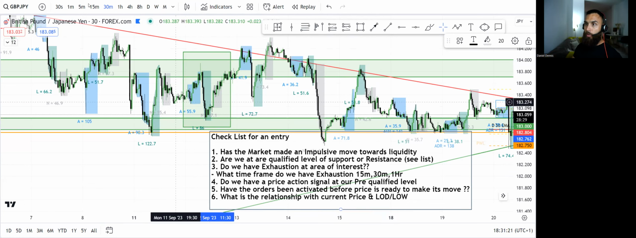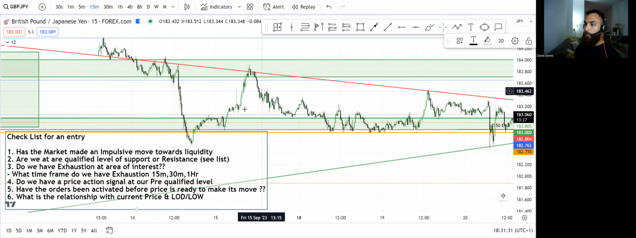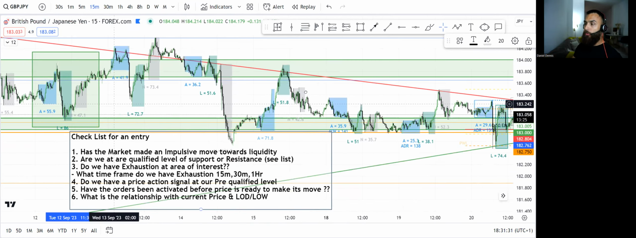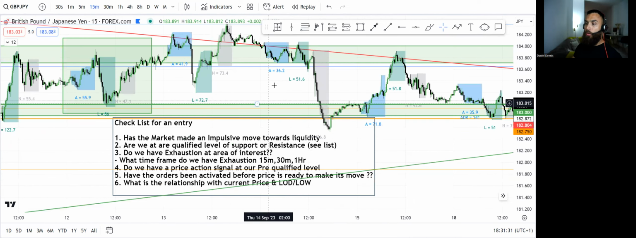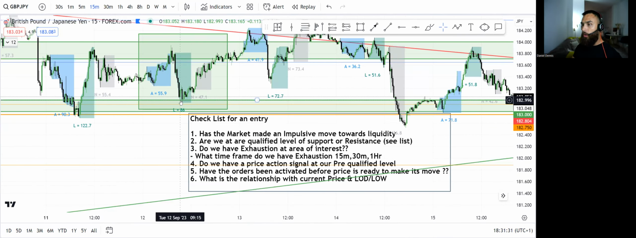Okay, do we have exhaustion at our area of interest? Basically, we will flick through timeframes looking for exhaustion. That's the first thing you need to be looking for when you take an entry. The higher the better. If you get exhaustion on a 1 hour, great, before your entry, amazing. If you can get exhaustion on a 15, 30, 45-minute, great, but really the higher the better. So once price gets to your area of interest, you need exhaustion. That's the main thing you're looking for, exhaustion, right?